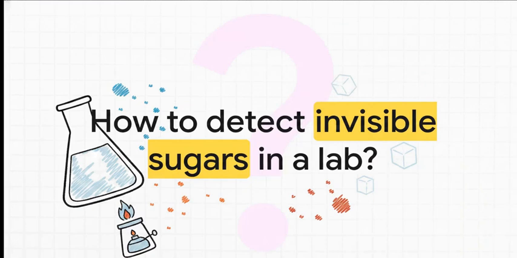You're standing at a lab bench, and you've got this completely clear, transparent liquid in a glass beaker. I mean, it looks exactly like water. But is it? How do you actually detect invisible, completely dissolved sugars hidden right there in front of you? It's kind of a high-stakes guessing game, right? Because if you guess wrong, you could literally ruin an entire chain of experiments.